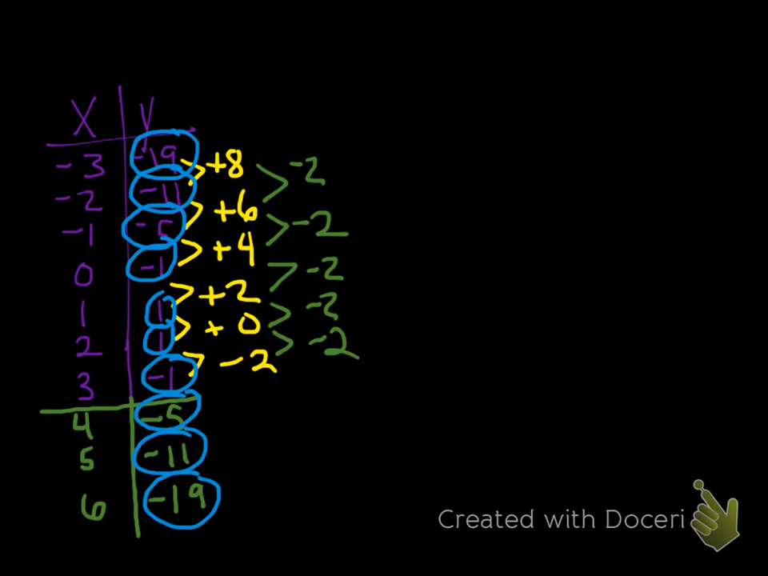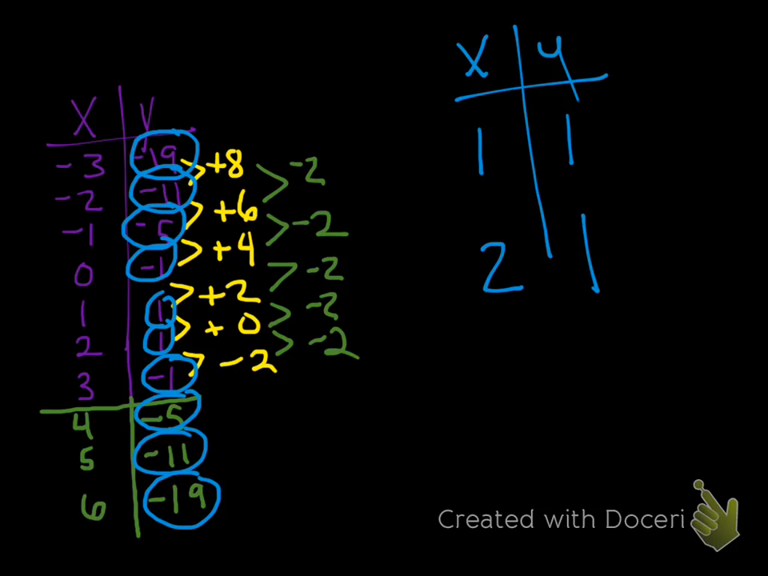So if these are my coordinates, if I have x and I have y, and my coordinates are 1, 1, and 2, 1, let me write this down here, my vertex has got to be somewhere in between there. So my vertex has to be some number in between. I want you to think about it.